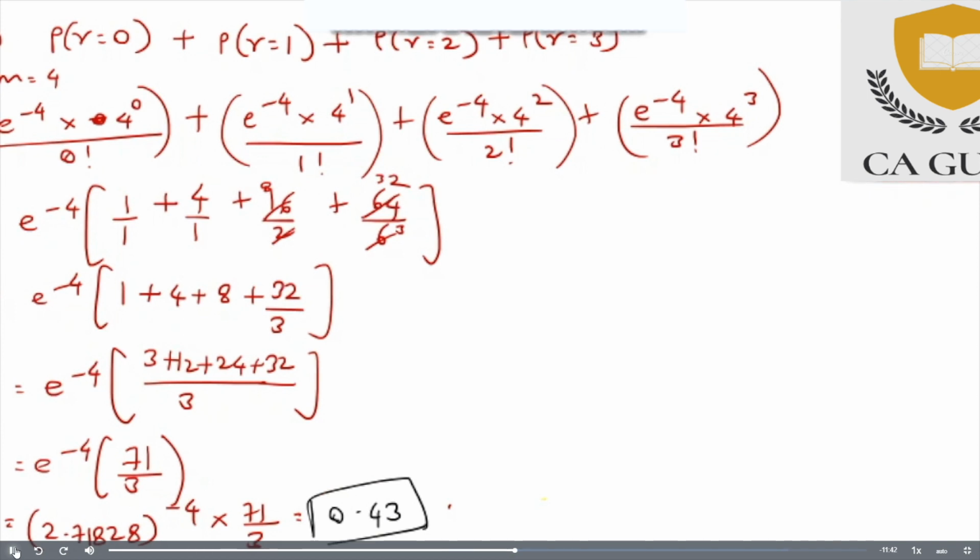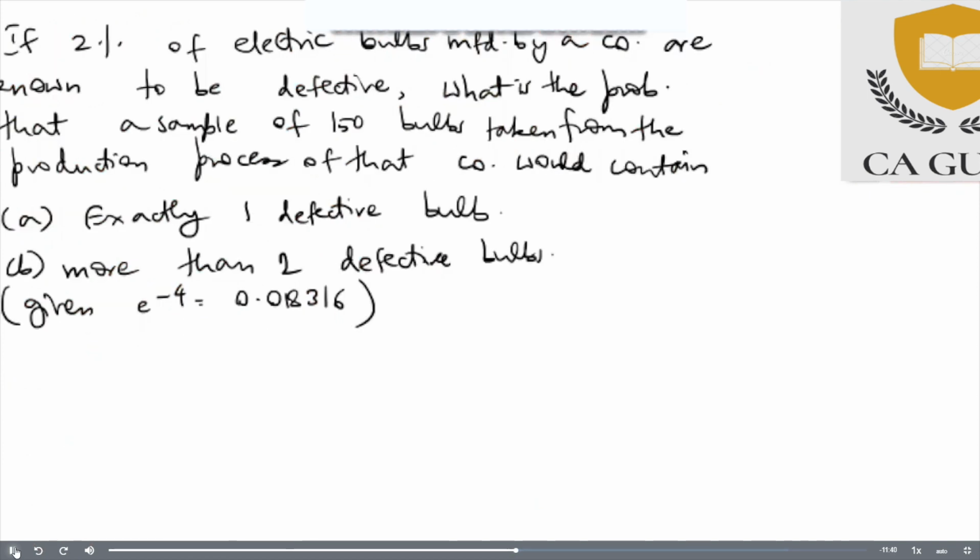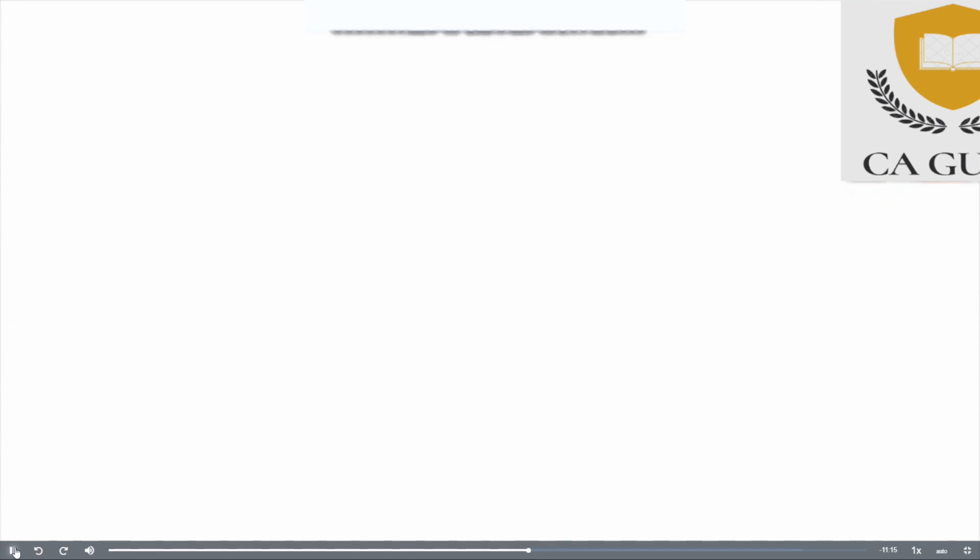0.43. If 2% of electric bulbs manufactured by a company are known to be defective, what is the probability that a sample of 150 bulbs taken from the production process of that company would contain exactly one defective bulb? Second part, more than 2 defective bulbs. You are given e to the power minus 4 is 0.018316.